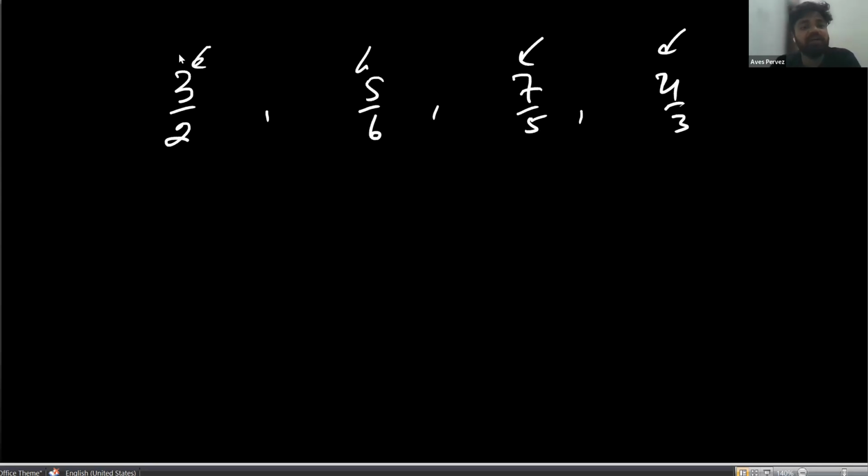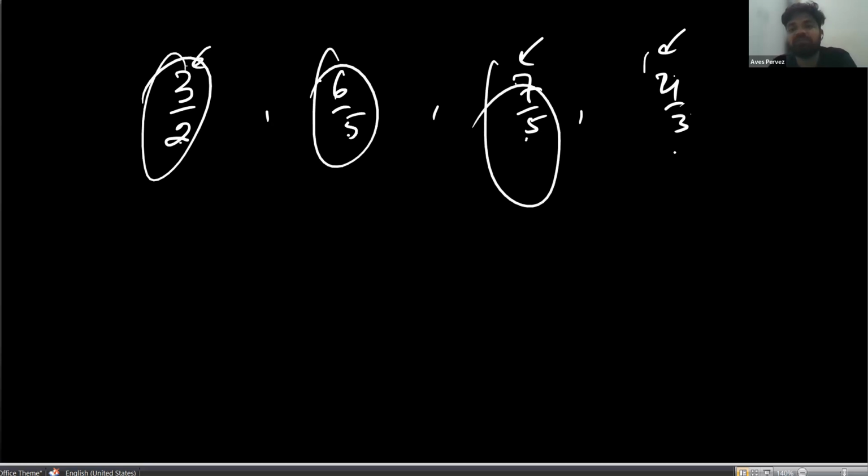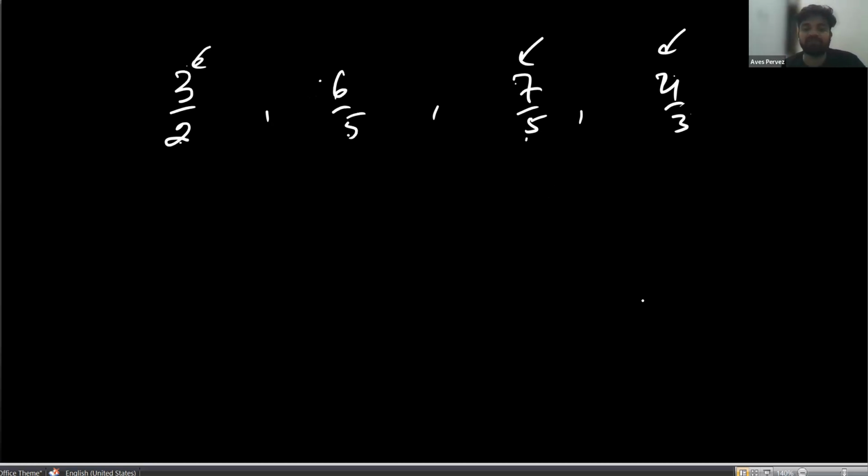Whenever you have a numerator greater than the denominator, you will always get a value greater than 1. For example, 6 by 5. Numerator is greater than denominator. You see that every time, whatever the value, you get a value which is greater than 1. Got it?